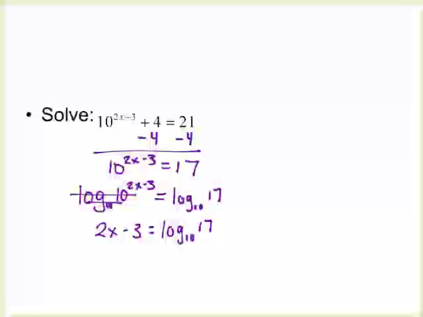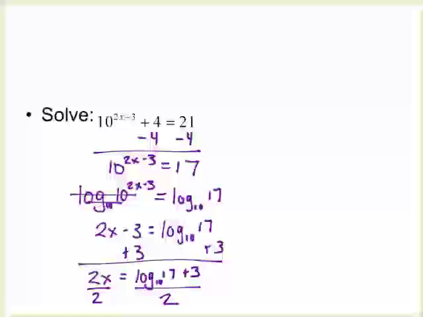So now we still need to get x alone here. So how do I get x alone? Add 3. Do not add 3 to the 17. That 17 is trapped inside of that log, so it does not become the log of 20. We cannot change it. So just add 3 to that side, and then divide the whole thing by 2.